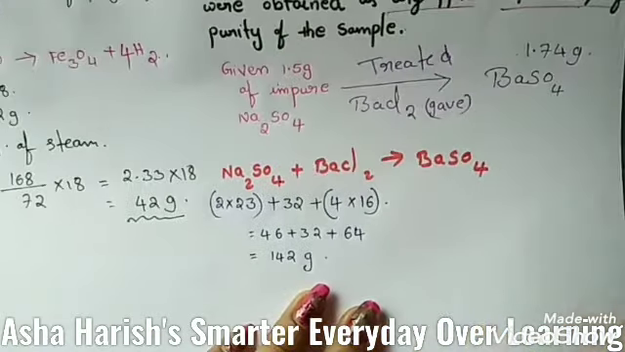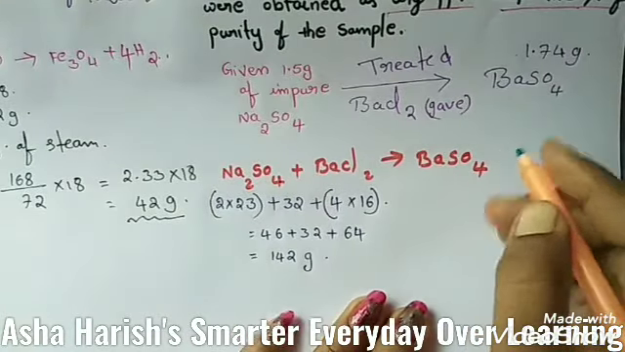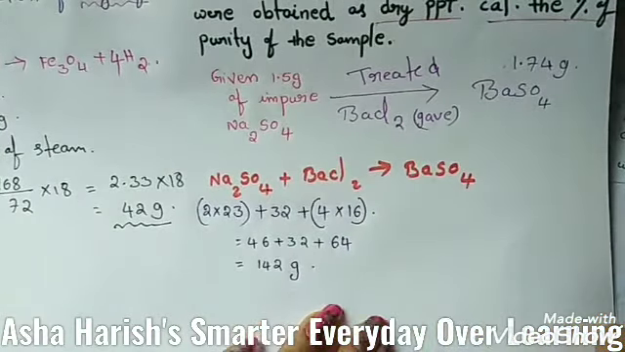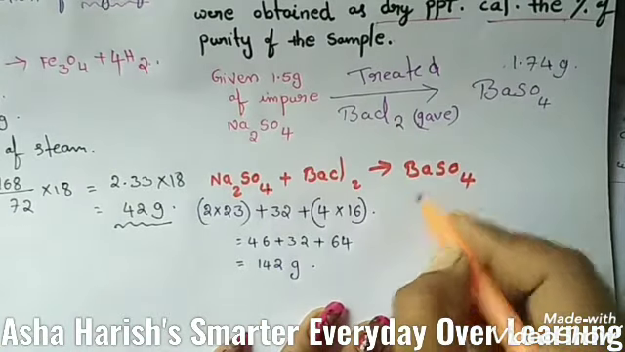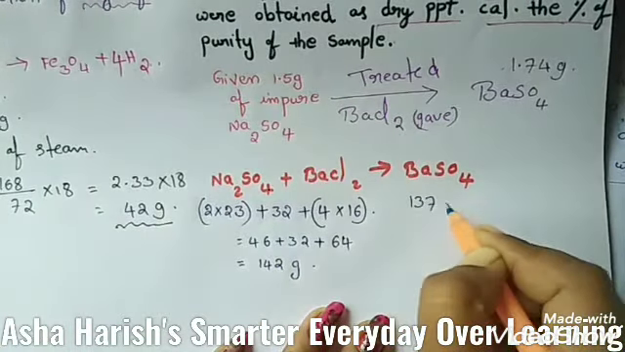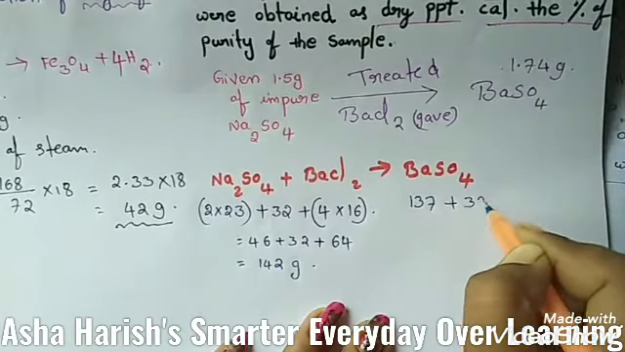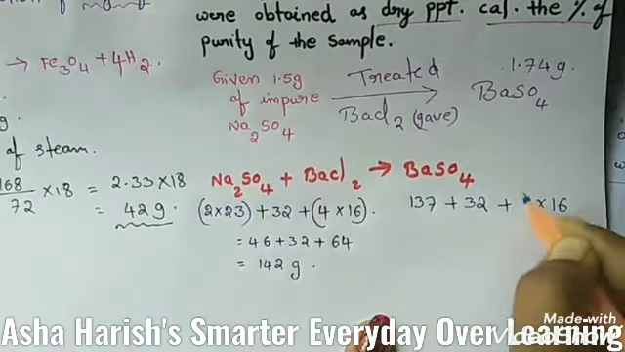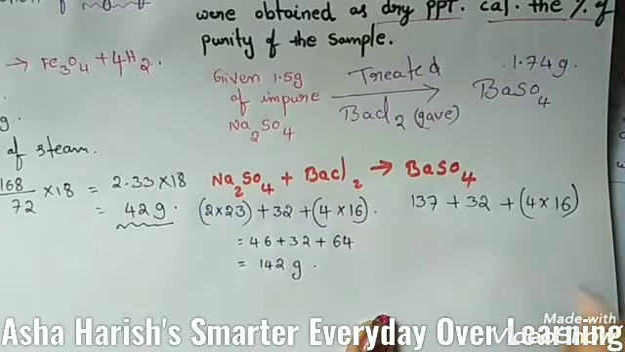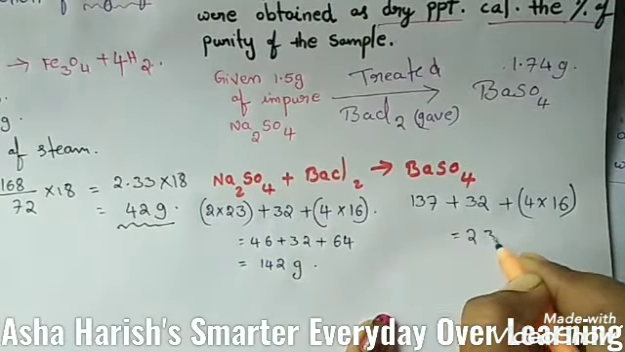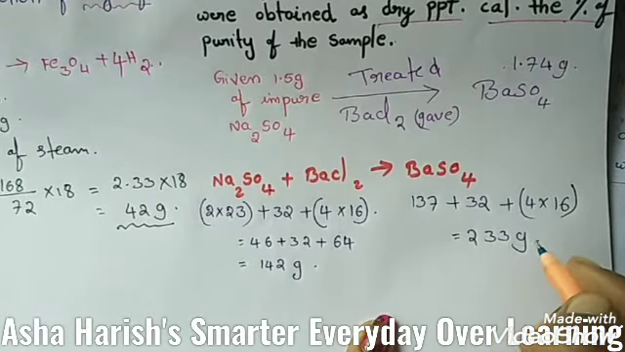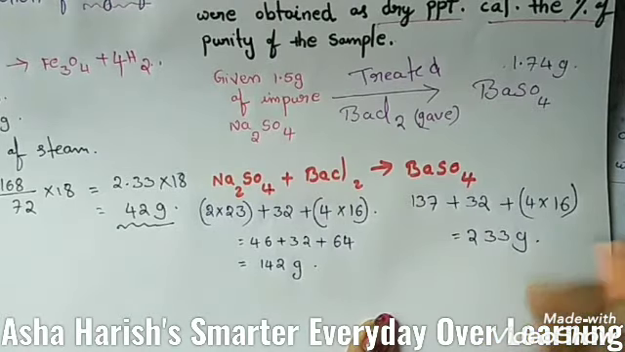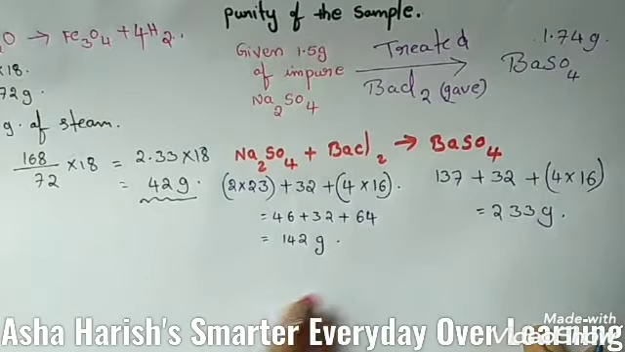In the same way, for barium sulfate also, if you calculate the molar mass, barium is 137 plus 32 for sulfur, plus again the same 4 into 16 for oxygen. Here is the calculation, 233 grams of barium sulfate. In step 1, this is the main chemical equation.